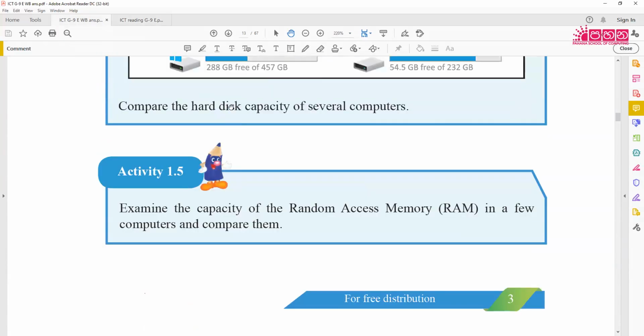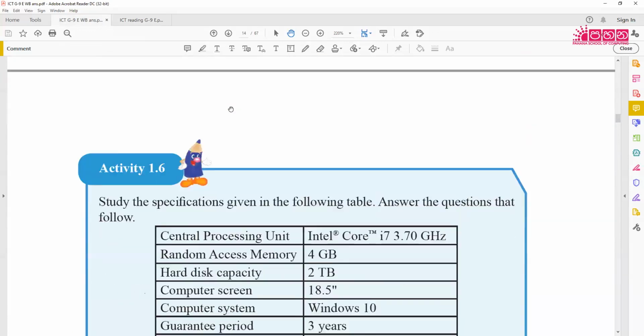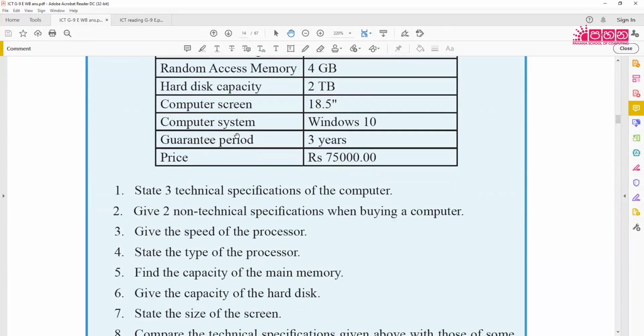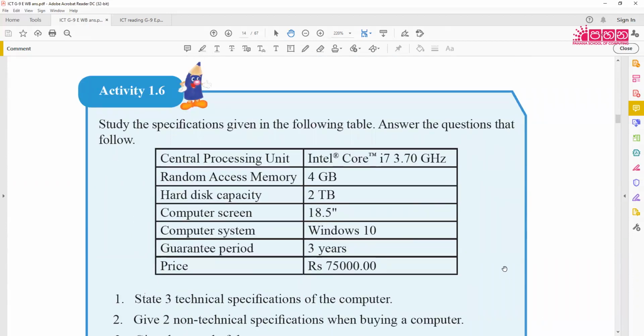So 1.6, right? You have been given some specifications, and then there are a couple of questions. Shall we spend some time on this and then we'll discuss the answers?